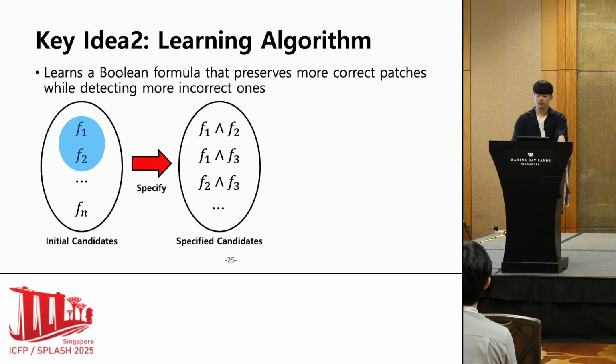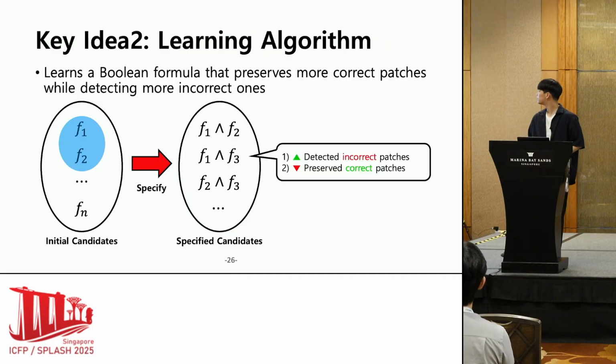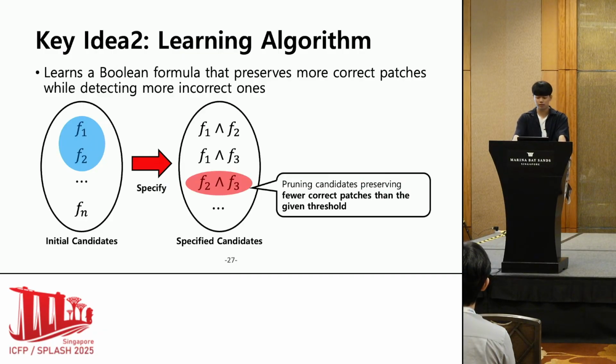First, it chooses some candidates from the entire set and specializes them. This means that it conjoins the original formula to make a new one that represents a smaller set. Then, as a result, the number of correct patches detected by the formula monotonically decreases, while the number of incorrect patches also monotonically decreases. So thanks to this property, we can safely prune out the formula that does not satisfy the given threshold.